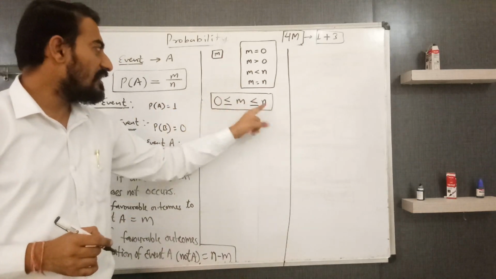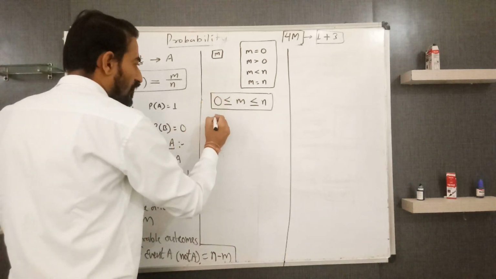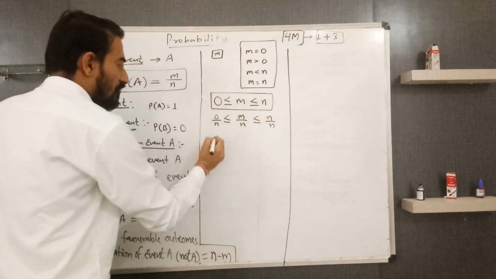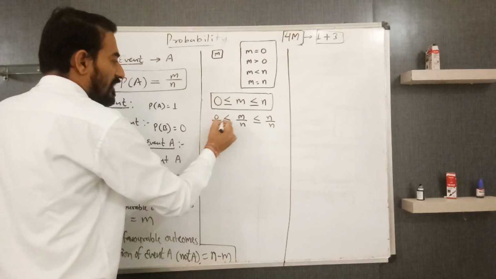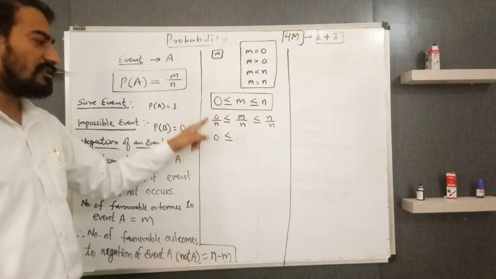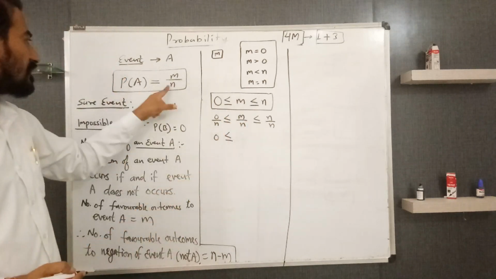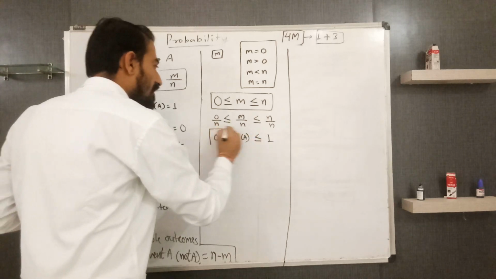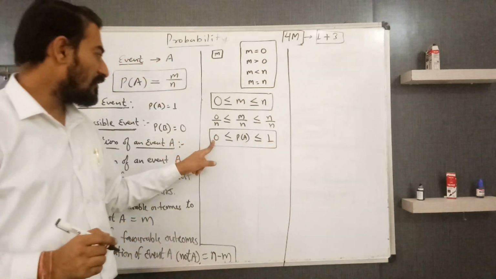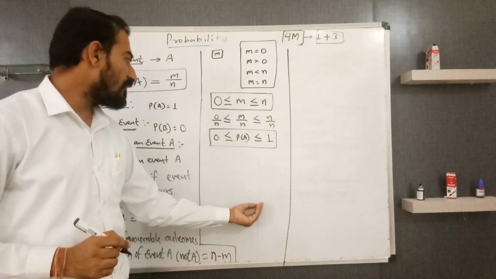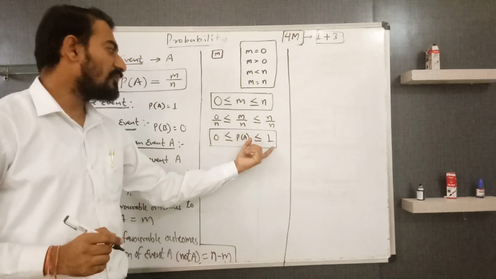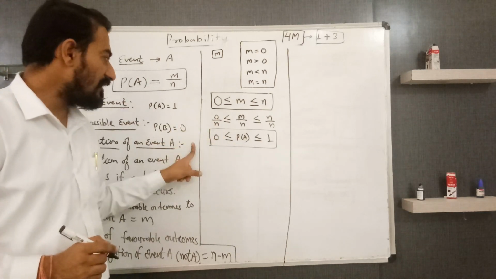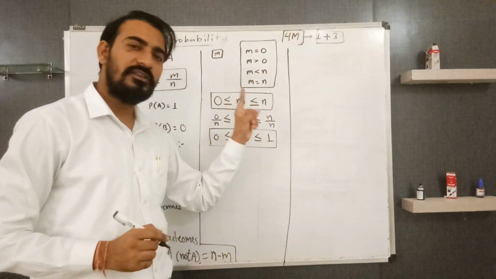Now if we divide this by N, what will we get? 0 by N, M by N, N by N. 0 by N, you know, if we take any number as a denominator and the numerator is 0, it is 0. M by N, we have already discussed, is the formula for the probability of the event, and N by N is what? 1. So this is the range of probability. For an impossible event it is 0, for a sure event it is 1, and for the rest of the events it is between 0 and 1. This means probability cannot be less than 0, so probability cannot be negative, and the probability of an event cannot be more than 1.